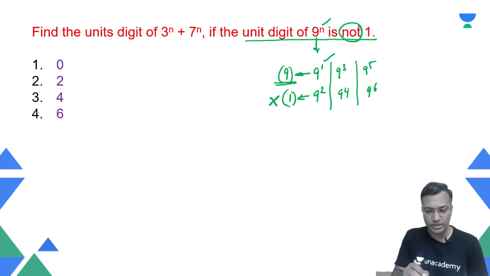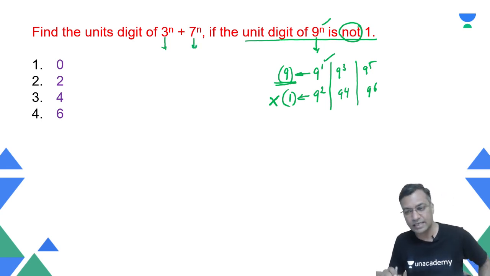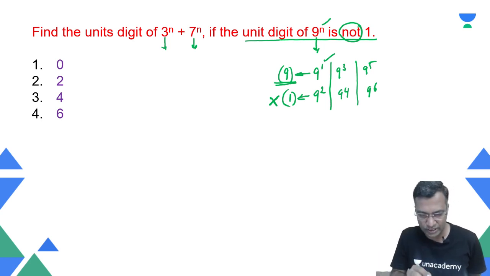But here you may say, sir, the cyclicity for 3 and 7 is 4. Correct. The cyclicity for 3 and 7 is 4. So therefore, two test cases you need to consider. Case 1. What are the two test cases? One test case is with 1.